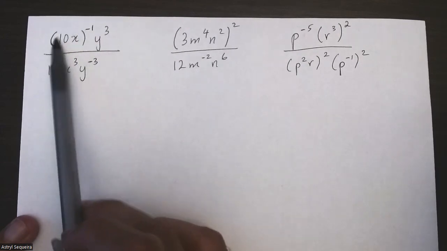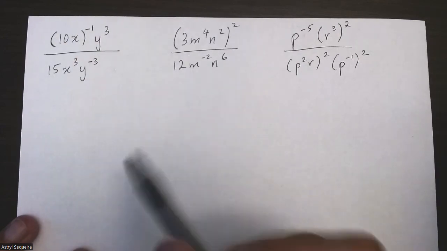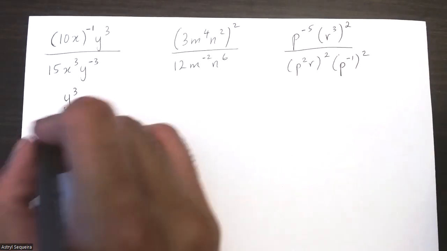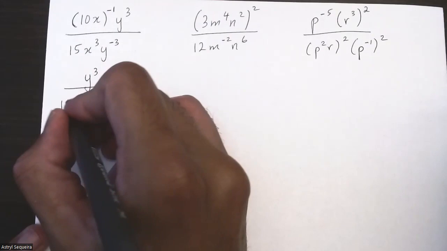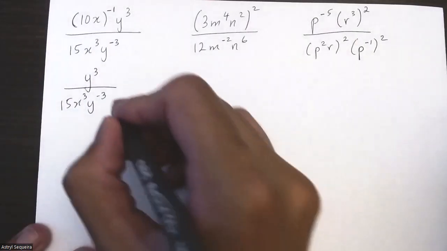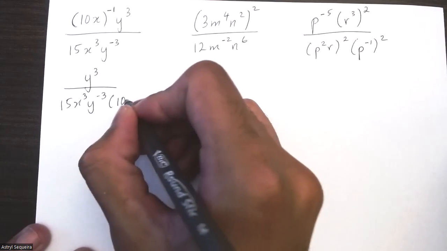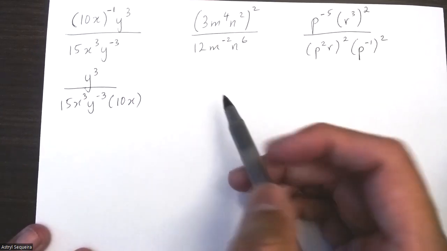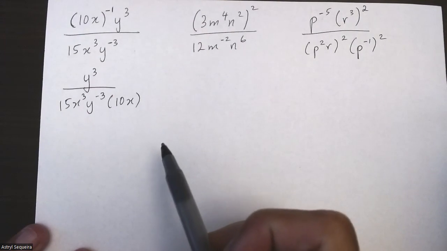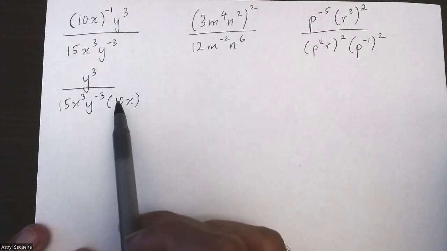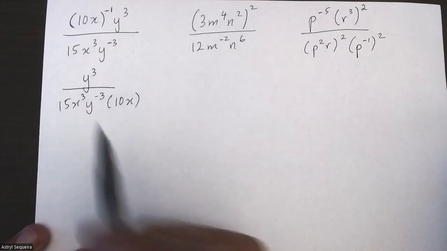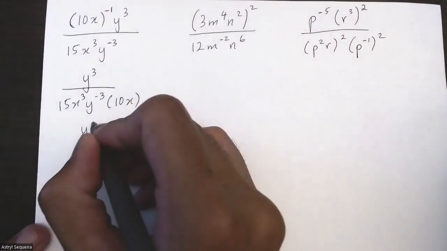So I'm going to move this down to the bottom. So the top just has the y cubed that remains there. And the bottom, I have 15x cubed y to the minus 3, and I'm going to move this towards the end. So 10x to the power of 1, which is basically just 10x over here. Now that I've done this, I want to simplify it. So I'll just simplify the bottom to begin with, just to make things a bit easier.